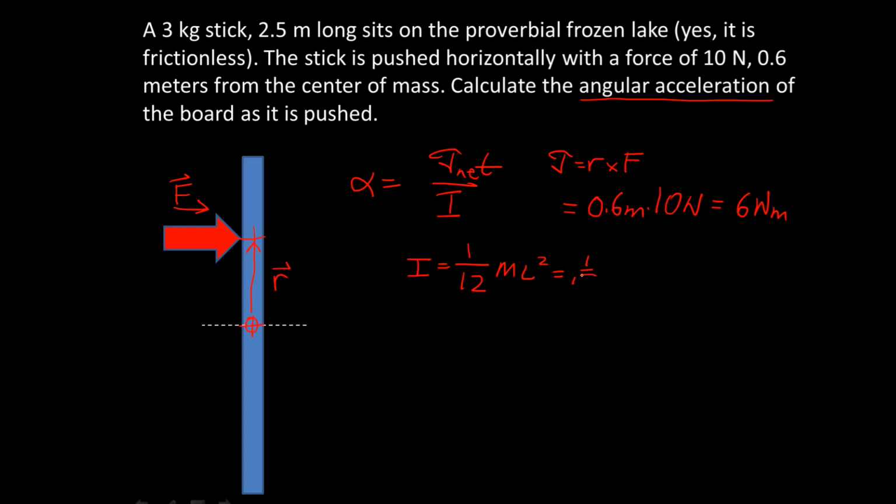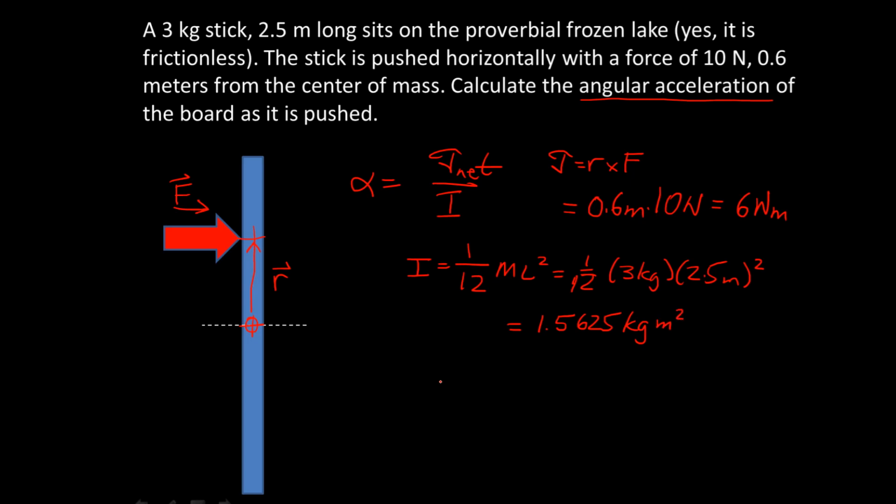1/12. Our mass in this case, 3 kilograms. Our length, 2.5 meters. Let's go ahead and square that. Let's see what we get. Put that in my calculator. I get 1.5625 kilogram meters squared.